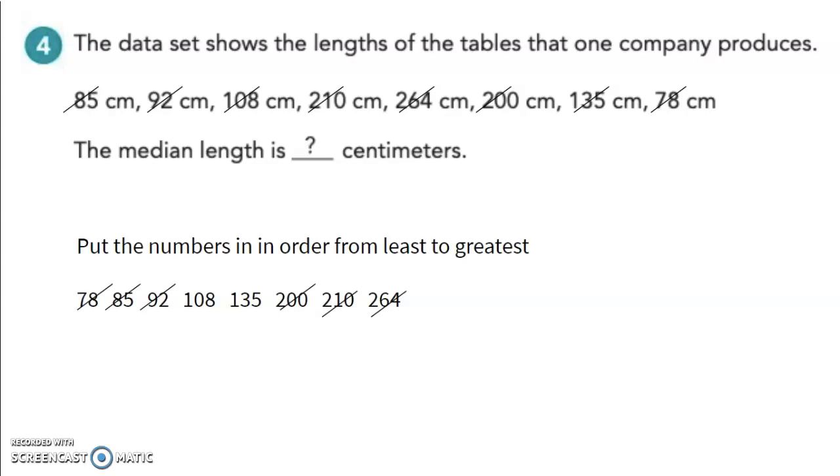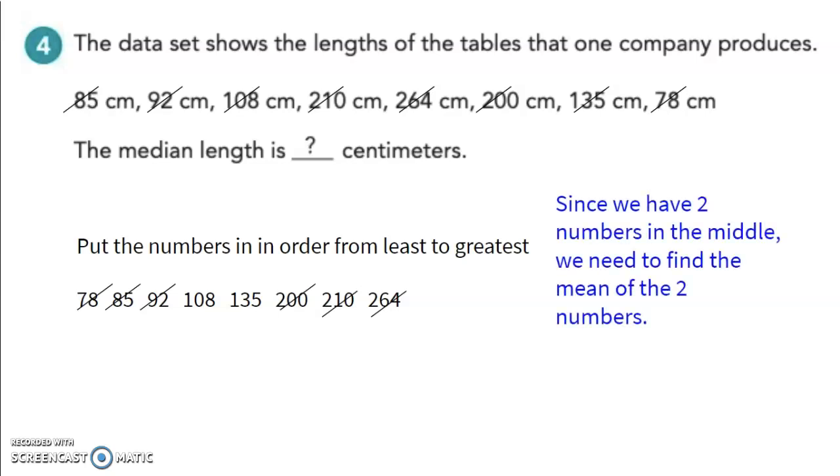Well, when you have an even number in your data set, you're going to have 2 numbers in the middle. And since we have 2 numbers, we need to find the mean of those 2 numbers. So 108 plus 135 equals 243. Divide that by 2, we get 121.5.